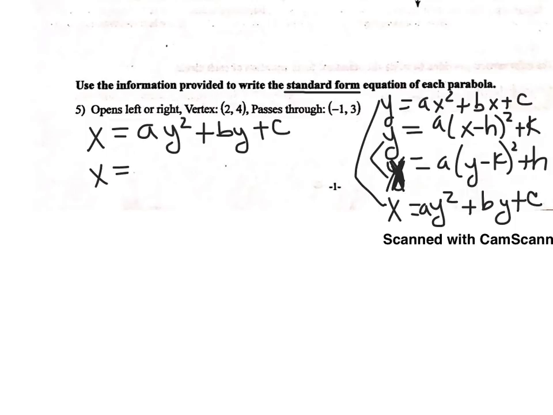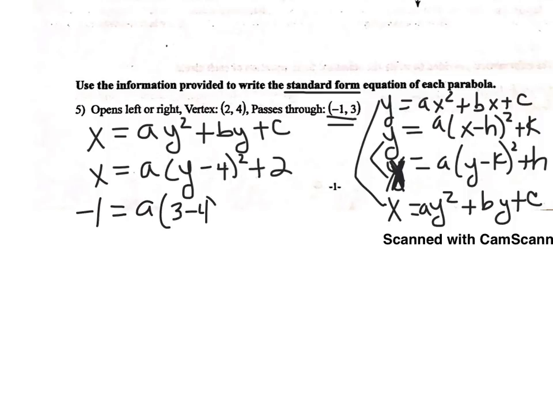So we're going to use the vertex form to help us out. So we have x equals a. We don't know what a is yet, but with the vertex form we can use the vertex. So we're going to do a (y minus k, which is 4) squared, plus h, which is 2. And then we're going to finish solving for a by using this other point, -1, 3. All right, so I'm going to plug in the -1 for x, and the 3 for y, and then I'm going to finish solving for a.